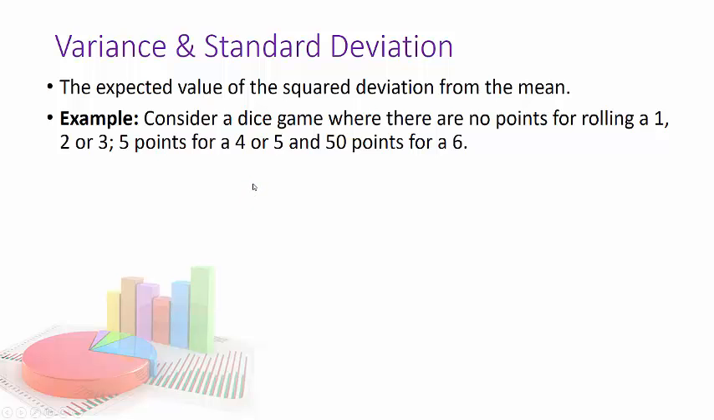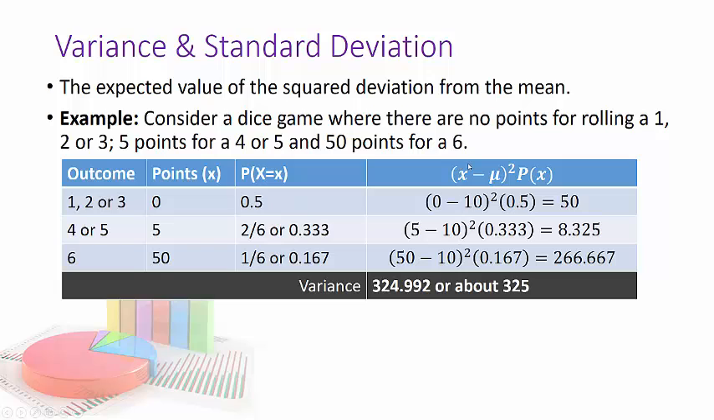So we're going to revisit our game. And this time in this column, instead of doing probability times the outcome, the random variable, I'm taking the difference between the random variable and the mean, which we said was 10, the expected value, and I'm going to square that. So 0 minus 10 is negative 10. When I square it, I get 100. 100 times 0.5 is 50.